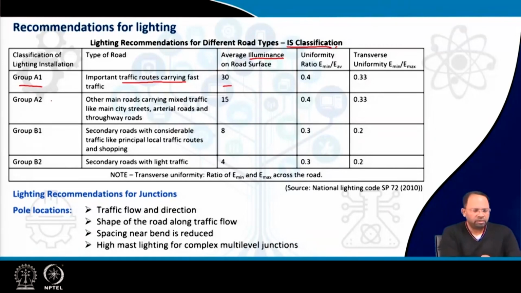So overall you can see we have groups A1, A2, B1, B2. B2 are secondary roads, B1 are secondary roads with considerable traffic, A2 are other main roads carrying mixed traffic like city main streets and so on. So accordingly the illuminance levels vary.